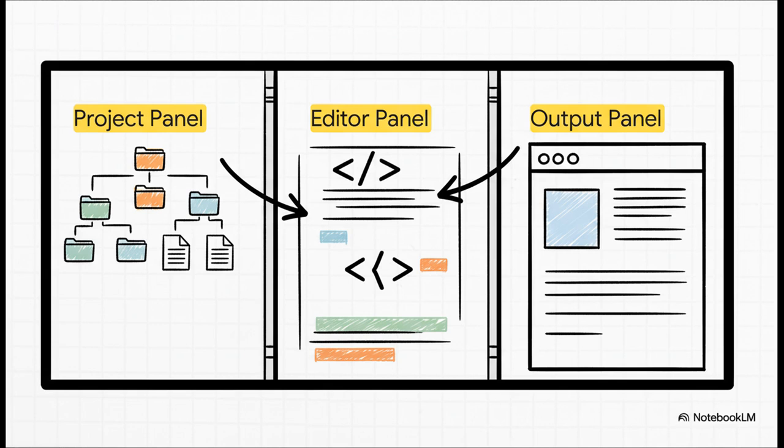So when you open it up, you'll generally see three main parts. Over on the left, you've got the project panel. That's like your filing cabinet. The big space in the middle is the editor panel, which is where you'll actually write the code. And on the right, that's the magic window, the output panel. It's your live preview, showing you your website as it takes shape.